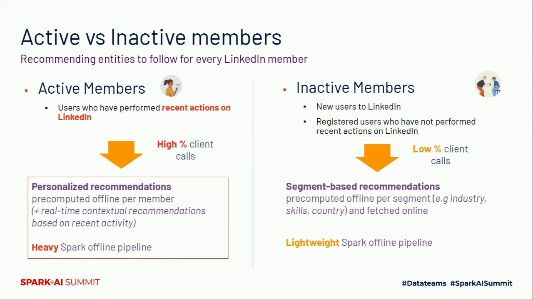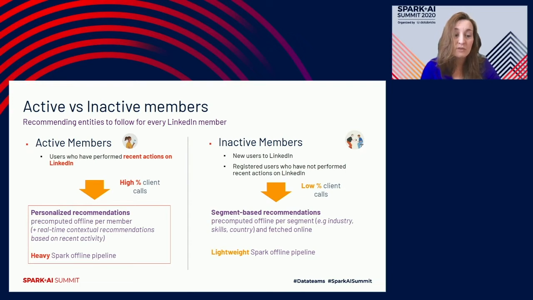However, for inactive members, we'd love to generate those personalized recommendations as well, but because we don't have enough data, we have to fall back to the segment they belong to generate recommendations. So obviously, to generate personalized recommendations, we need a very heavy Spark offline pipeline to pre-compute those because the recommendations are going to be keyed by viewer. On the other hand, for inactive members, the offline pipeline is a lot more lightweight because the recommendations are keyed by segment. So in the rest of the presentation, we're going to mostly focus on the scalability challenges related to the generation of personalized recommendations.